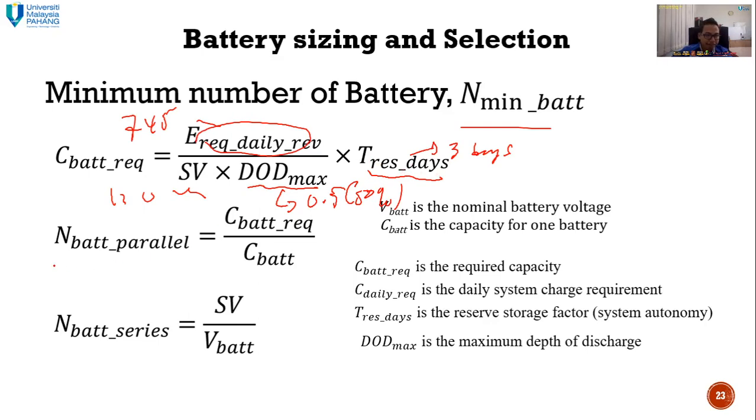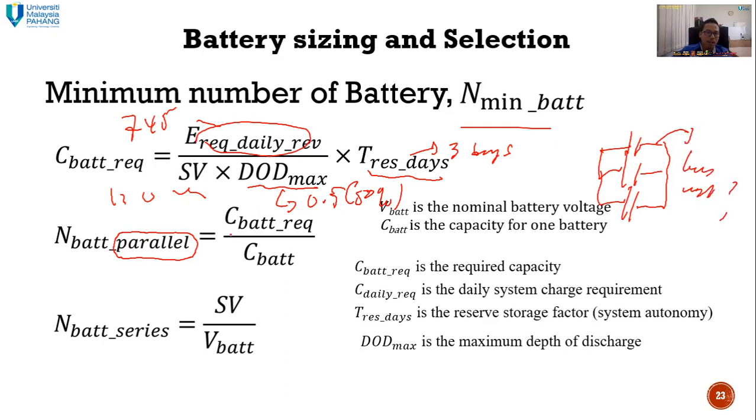Then after that, we are going to find the N battery parallel, which is the number of batteries in parallel connection. Parallel connection means you connect them in parallel. So how much parallel do we want? The battery requirement, which is the required capacity, is divided by the capacity of the battery. For example, you are going to have a 100 Ah battery. It's the rated battery. When you buy it, they're going to write the capacity: 100 Ah, 70 Ah, 200 Ah.